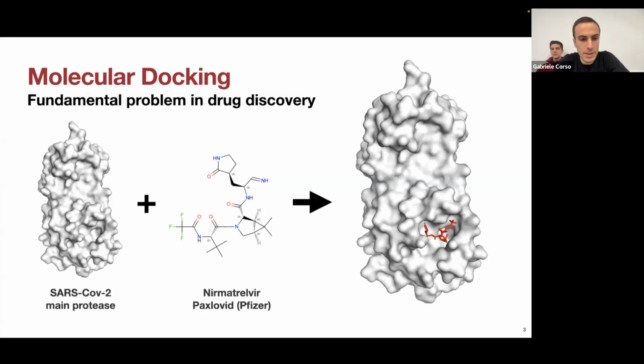Now, why is this important? Well, most functions in biology are actually mediated by proteins, and small molecules represent most drugs. So, for example, here you can see the SARS-CoV-2 main protease and the recent Pfizer drug against COVID. And you can see how nicely the molecule binds to the protein.